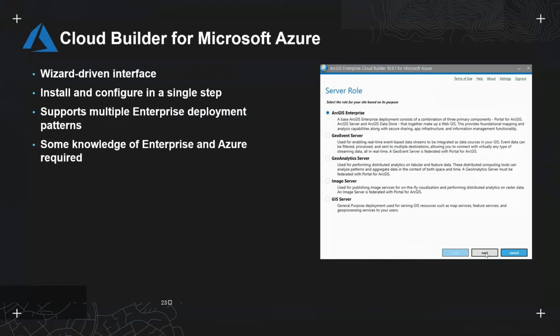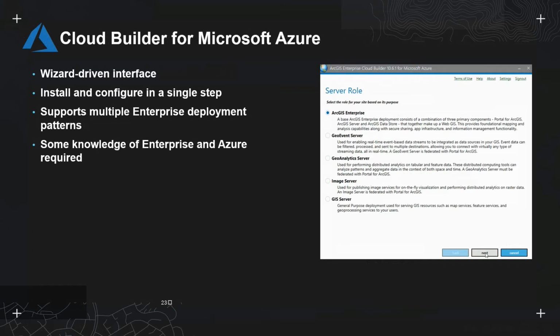ArcGIS Enterprise Cloud Builder for Microsoft Azure is a wizard-driven tool to deploy ArcGIS Enterprise into Microsoft Azure. To get started, you'll need an Azure subscription, your license files, and an SSL certificate. It installs and configures Enterprise in a single step by deploying all the required Azure and ArcGIS components, so Enterprise is ready to go when the tool is finished. You can deploy on a single machine, multiple machines, and multiple tiers, enabling the option to deploy a range of patterns. However, some knowledge of Azure is required, for example, understanding regions and resource groups.